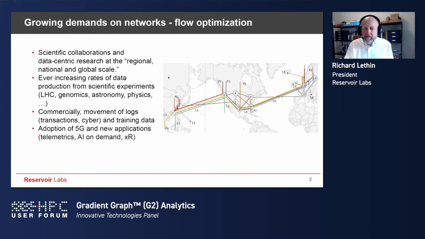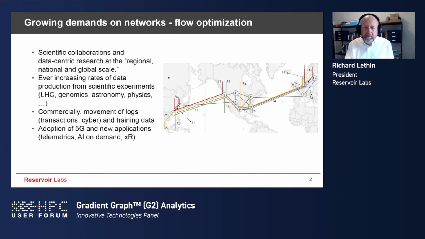And that's also happening in the commercial sector. The movement of logs for cybersecurity or transaction data at banks, training data for AI models, and the movement of the models themselves. And there's about to be an incredible increase in demand on the networks coming from 5G, new applications, telemetrics, AI on demand, moving models to the edge, and various forms of augmented and virtual reality.